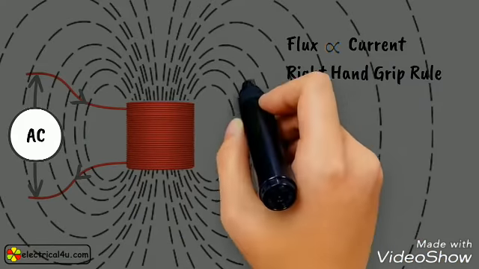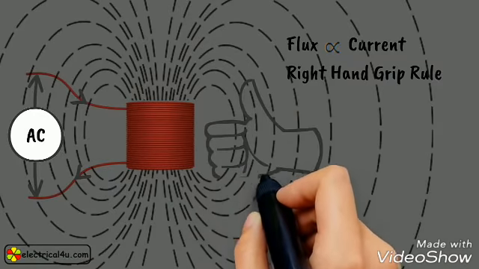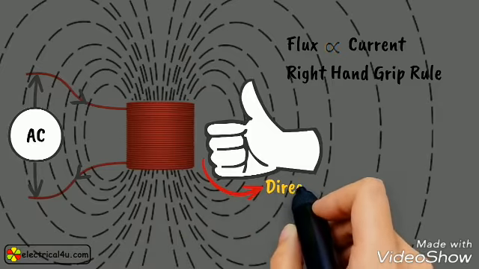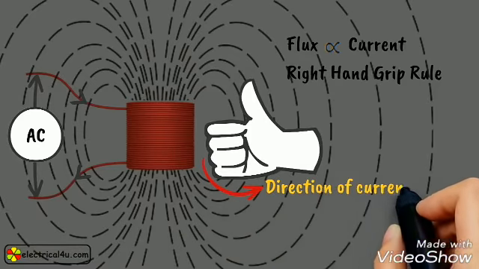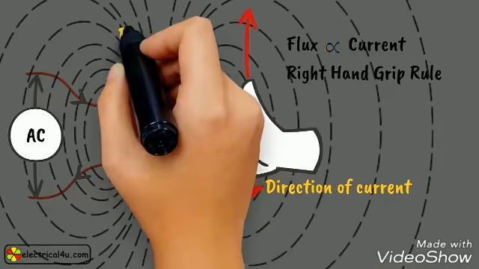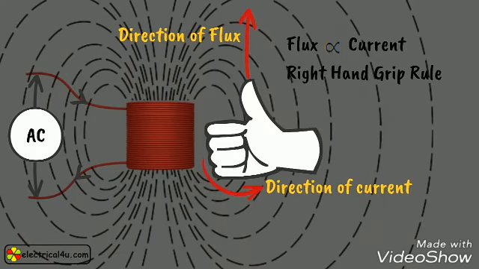This rule states that when we grip our right hand, stretching the thumb along the axis of the coil or winding and the other four fingers along the direction of current in the coil, then the thumb indicates the direction of the produced flux inside the coil along the axis.